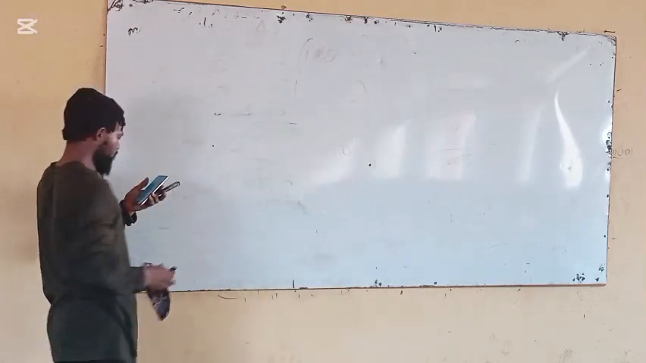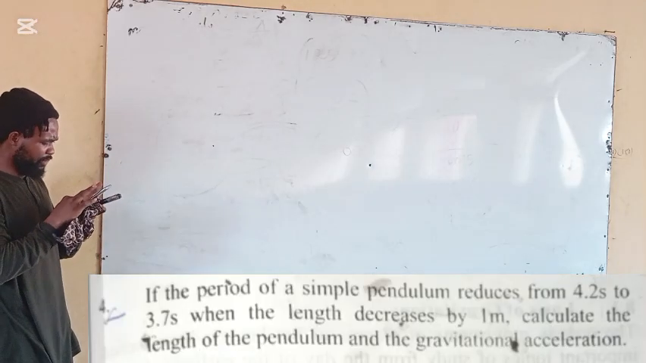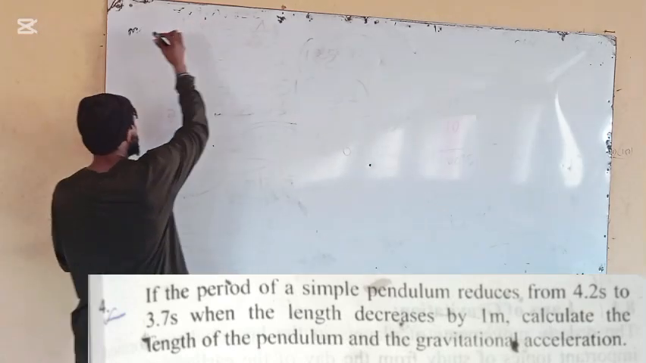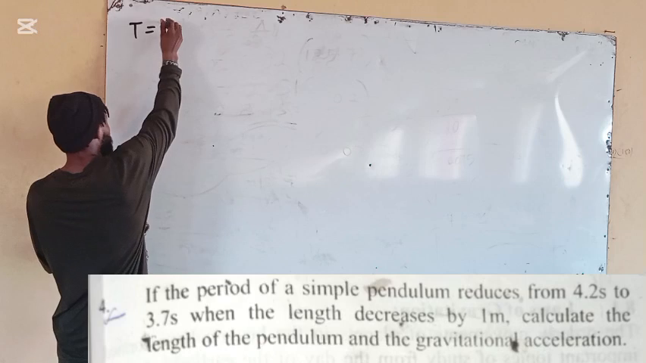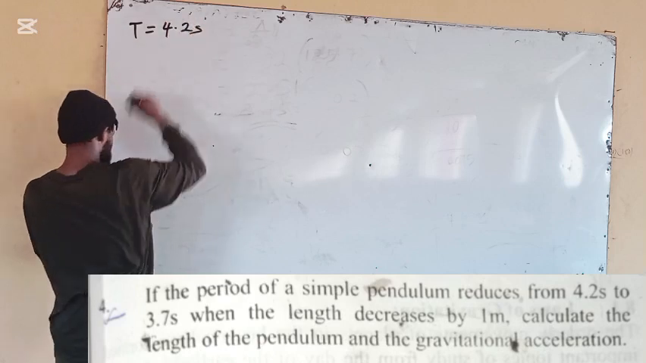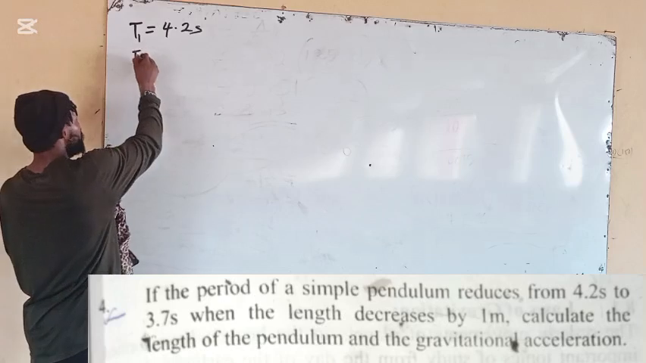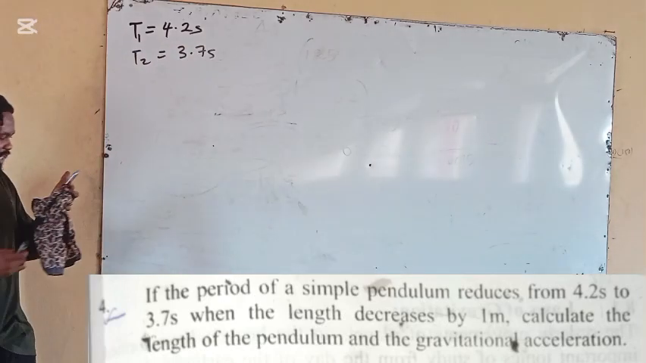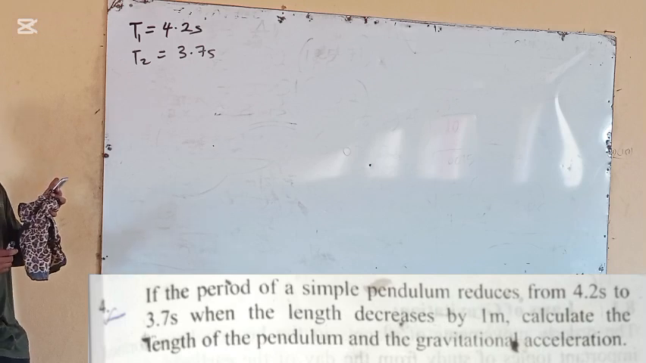First of all, they said, if the period of a simple pendulum reduces from 4.2, that means there is a period for this simple pendulum, and at that point it was 4.2 seconds. So let me call this one T1. Then I have T2 to be equal to 3.7 seconds. Now they said when the length decreases by 1 meter.